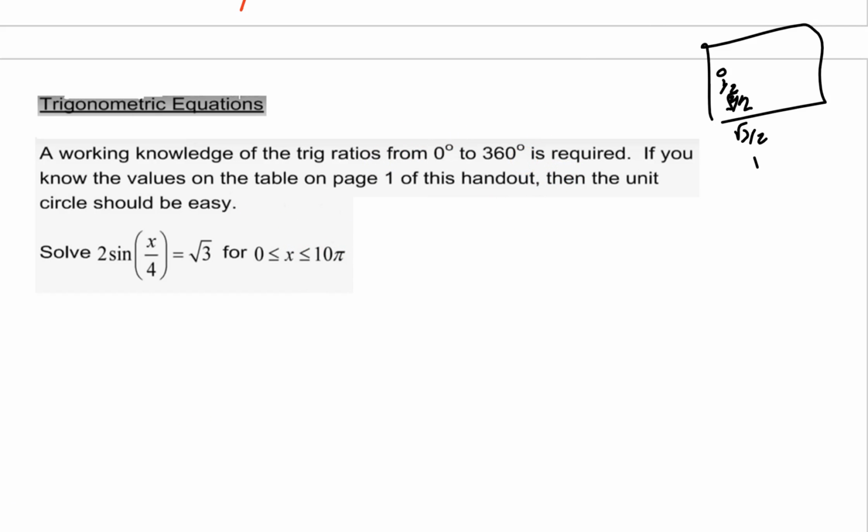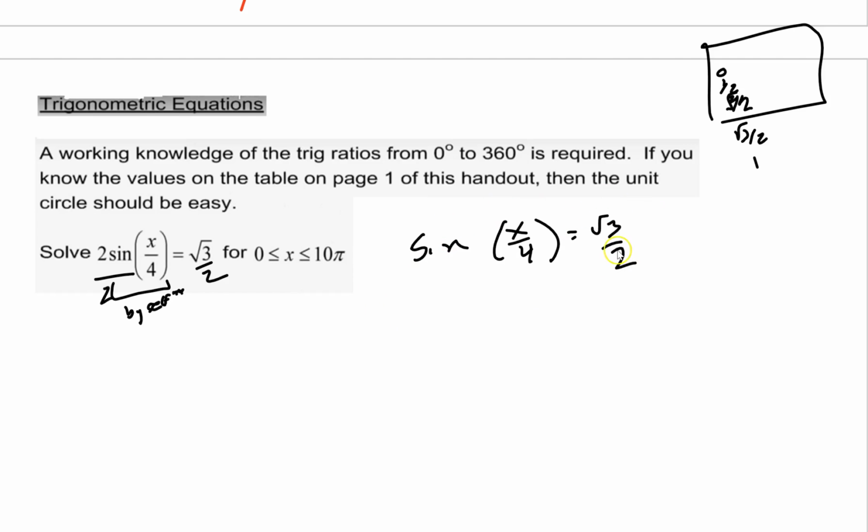So the way we're gonna do this one is, anytime you're solving, you want to isolate the trig value. So you want to get this by itself. Now we're gonna leave the inside alone. We're going to get the sine part by itself. So let's divide by 2. Then you get sine of x over 4 equals root 3 over 2.